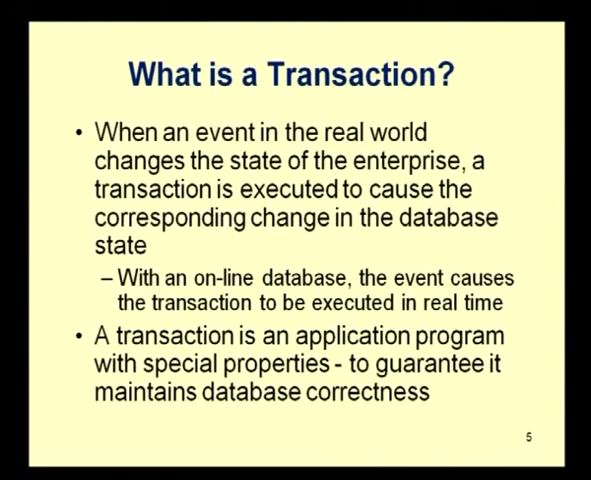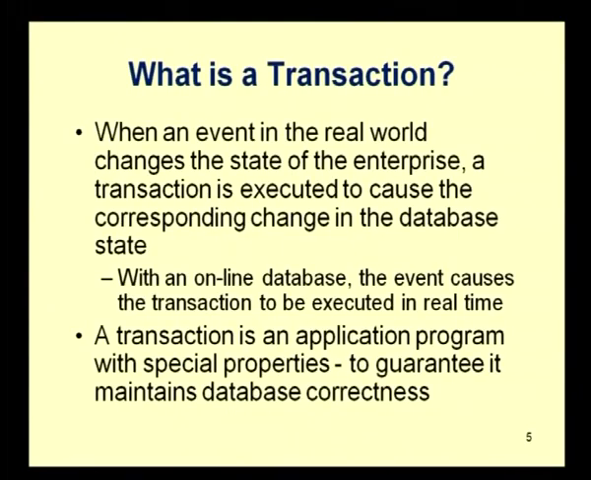When an event in the real world occurs, what happens? There is a change of state in the enterprise itself. I am taking a loan. At that time the bank enterprise itself changes. Now, a transaction has to be executed such that this change results in a corresponding change in the database, because then only there will be consistency. The database is now acting as a reflection of the enterprise. If it is an online database, then this event which caused a change in the enterprise has to be carried out in the database in real time.